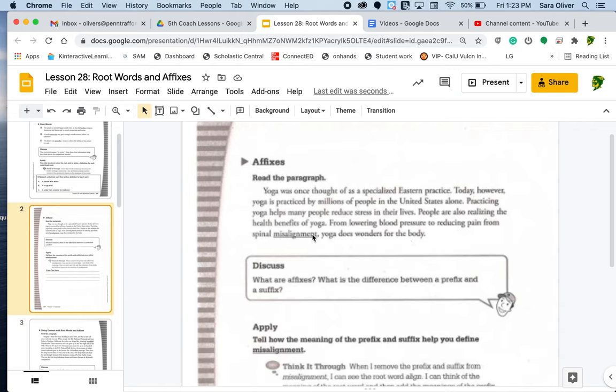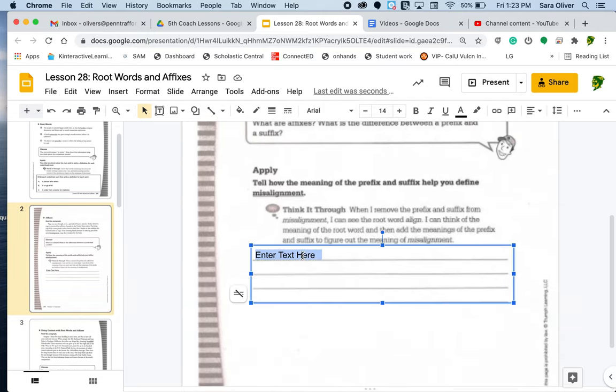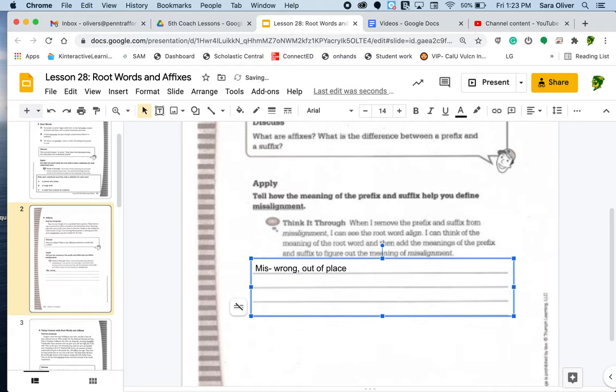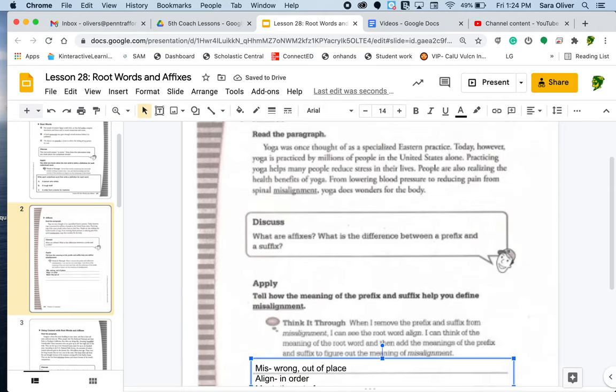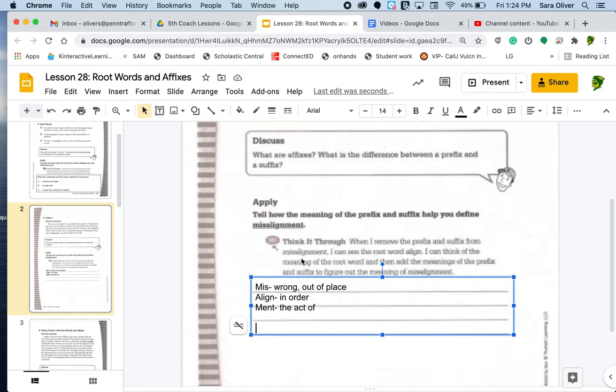I see a prefix here and I see a suffix here. Let's break that apart. I know that mis means that it's wrong. It might mean that it's out of place. Then I see the word align, which means in order. And then I see the suffix ment, which is the act of. So if I put that all together, that tells me that the person is in pain because the spine is misaligned. So that word means the spine is not in the right place, which is what is causing that person pain.